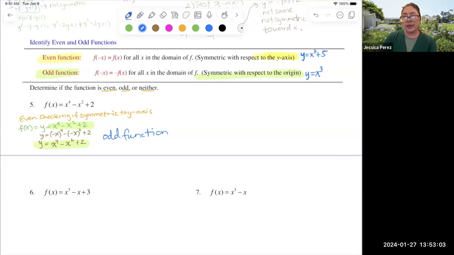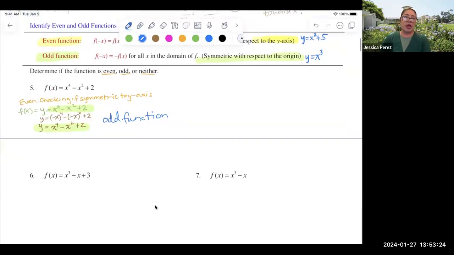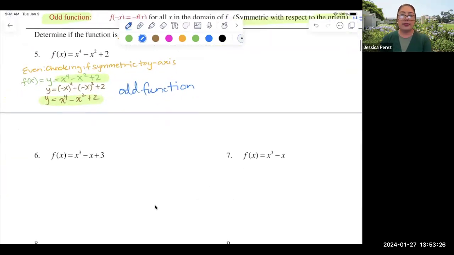So hopefully, again, as I'm moving along, it's making sense and you're able to identify what's going on with each function individually. All right, so let's go ahead and continue. Now we're going to check the next one, odd, even, or neither.